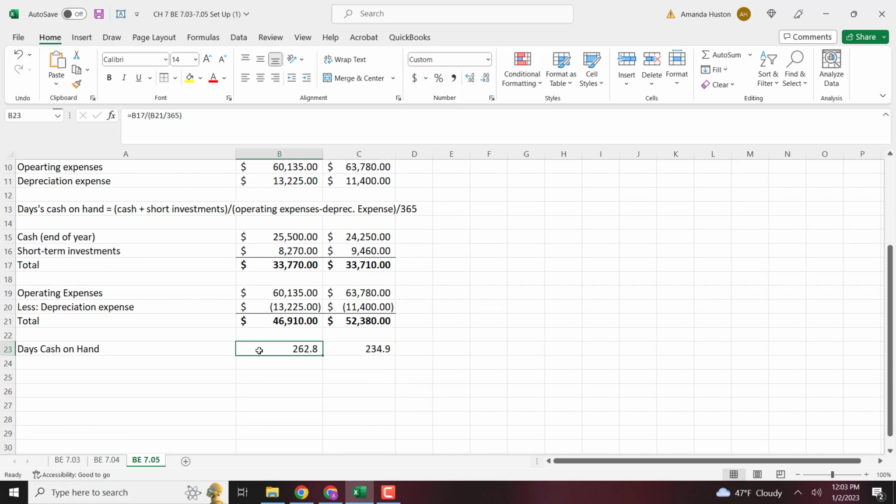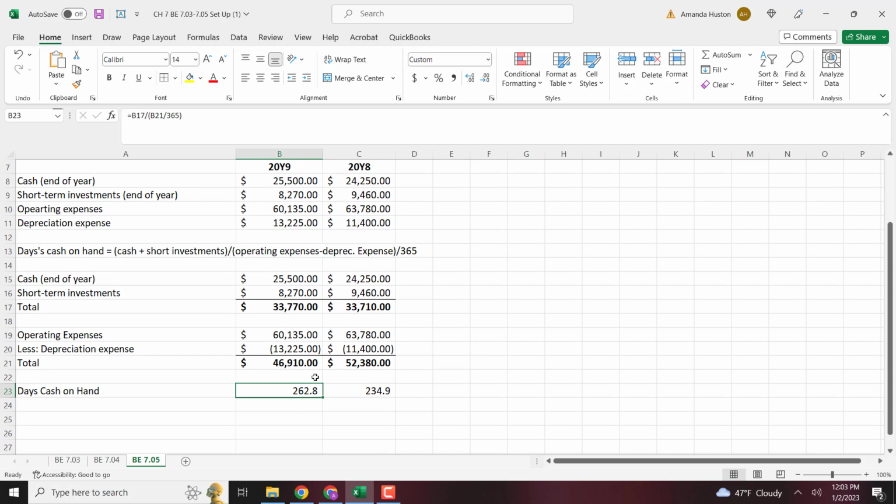So they have 262.8 days cash on hand in 20Y9 and 234.9 days in 20Y8. So they have increased their cash on hand from 20Y8 to 20Y9. And that's the example of the 3 brief exercises, and you will do similar ones in Cengage for homework.